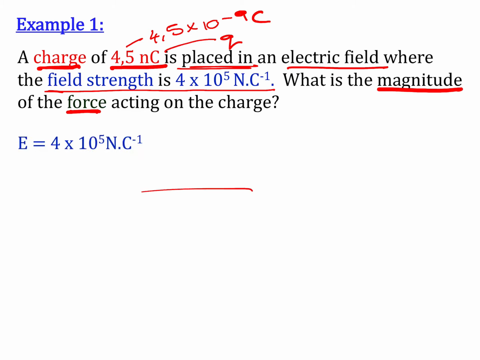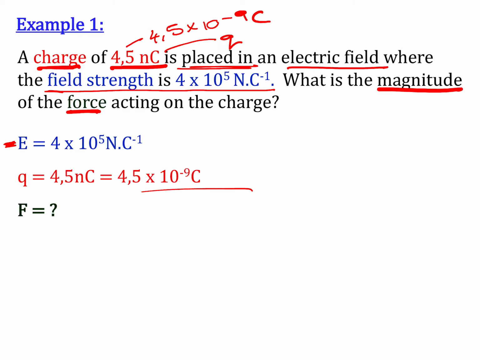So, what do we know? E is 4 times 10 to the 5. Make a note here, please, guys. E is always very big. Q is always very small, and I've already done the conversion. And so is F. F's also going to be very small.